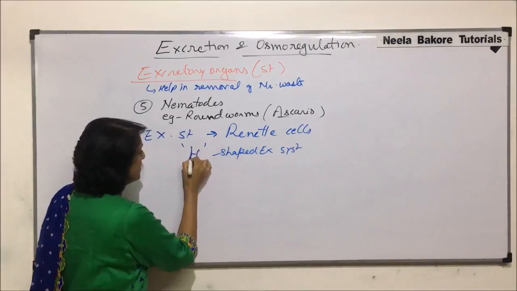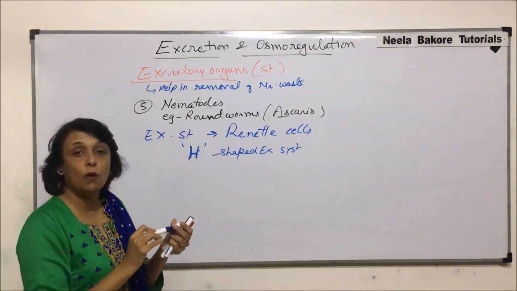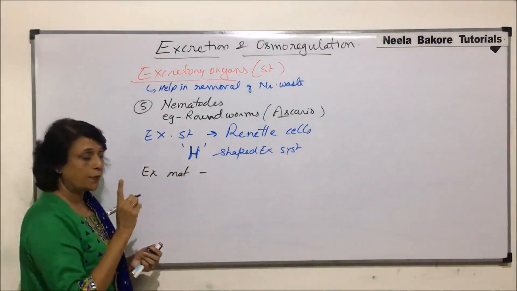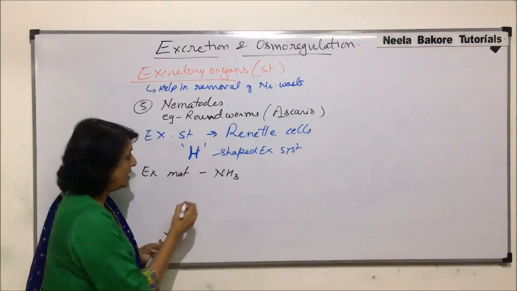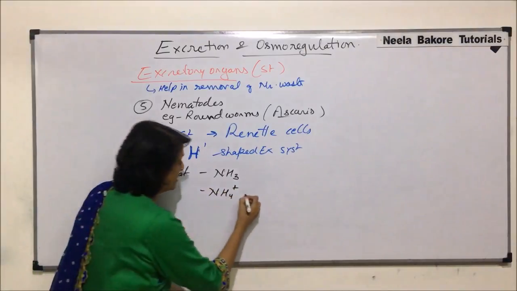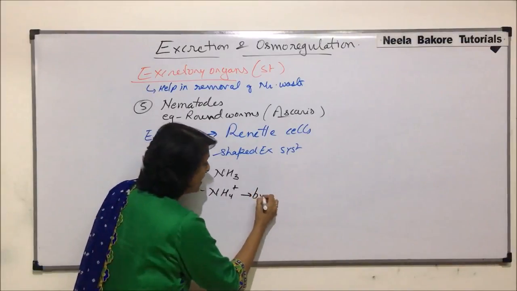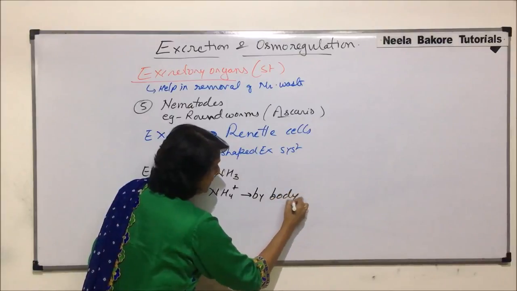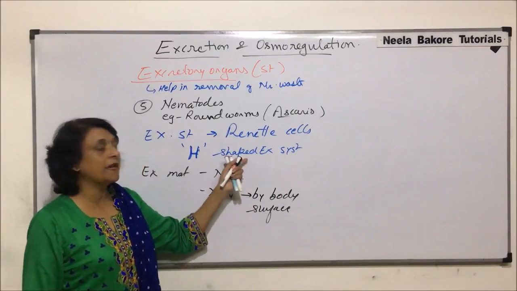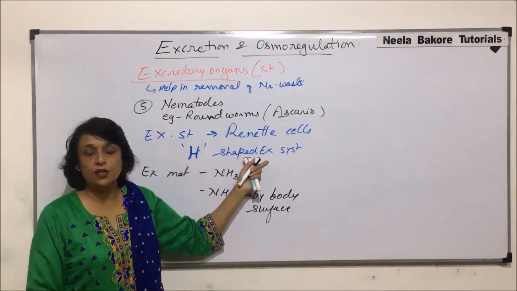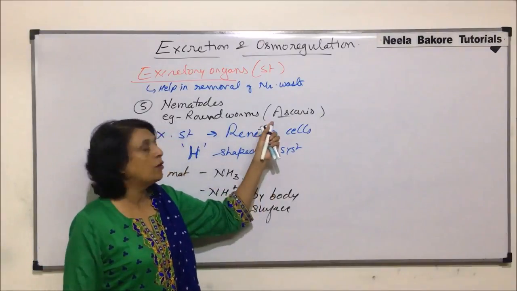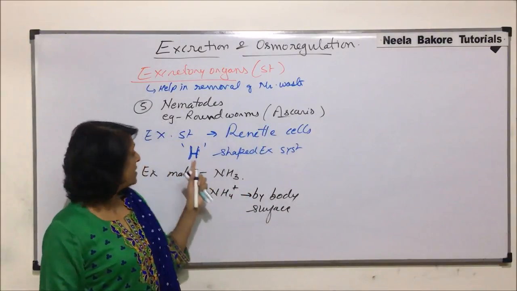Now we'll understand why this alphabet H shape is given to the system once we draw it. And the excretory material is one, ammonia, and second, ammonium ions. These ammonium ions are excreted out through the body surface. So this elimination takes place through the body surface. Whereas elimination of ammonia and water takes place by this renette cell or this H-shaped system. Now these renette cells, there are very few cells present in this because these are endoparasites, and the shape is like alphabet H.